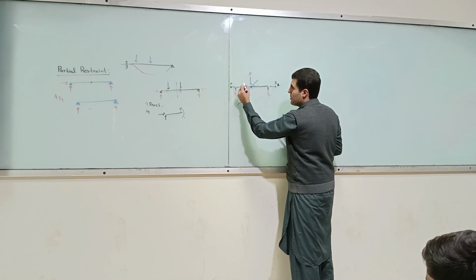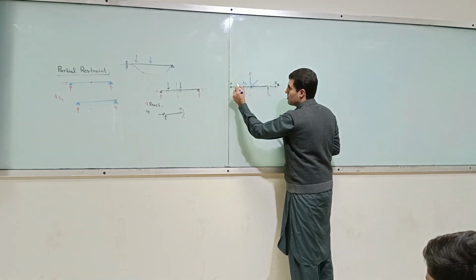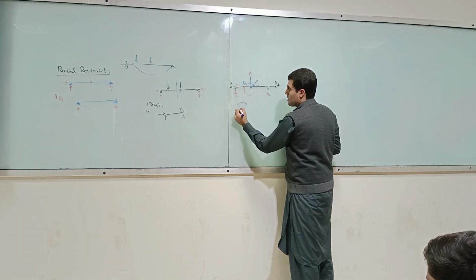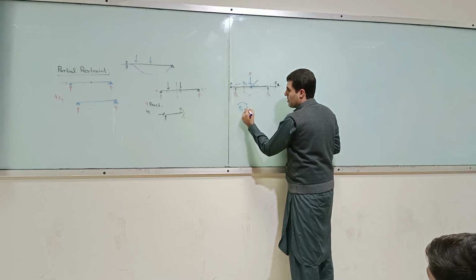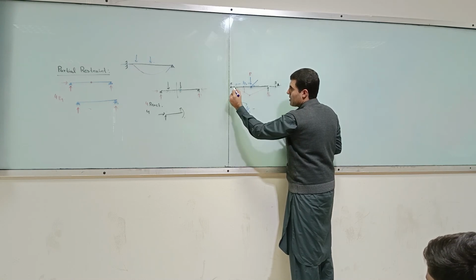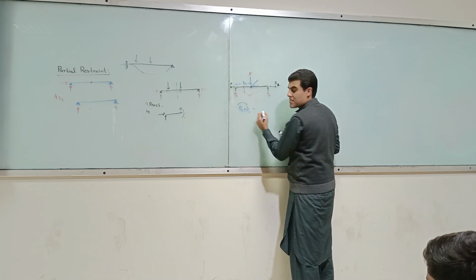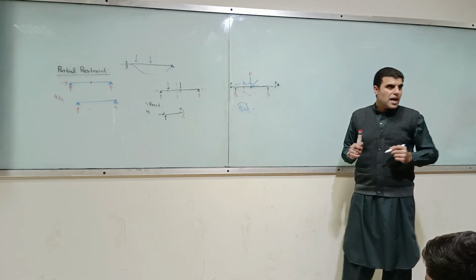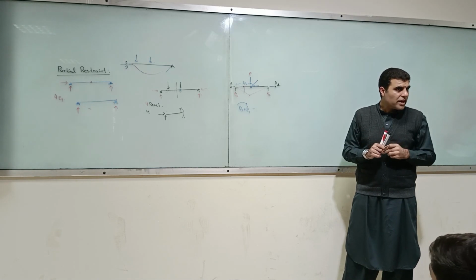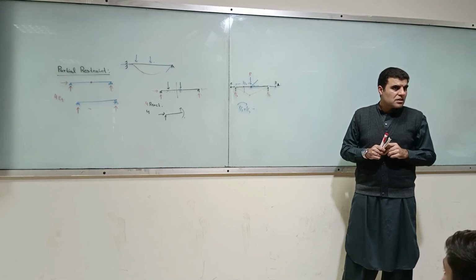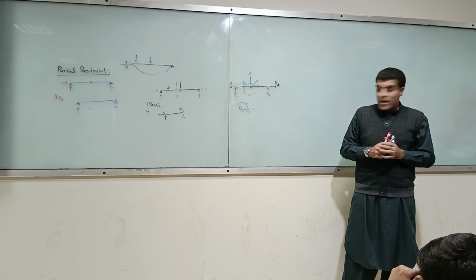Yeah, P by 2 times L by 2, and R1 times whatever this distance is. Sir, that is passing through the point, right? The left side. It won't generate the moment. What? Sorry? R1 will not generate the movement because it is going through the center.